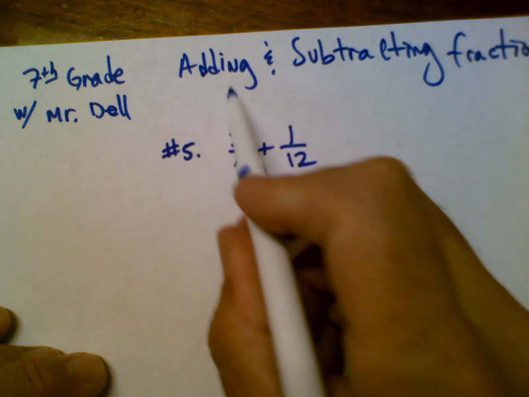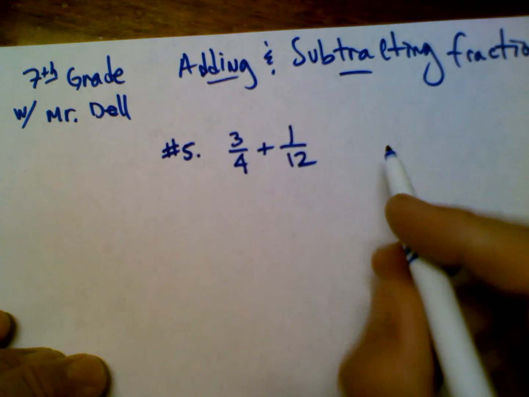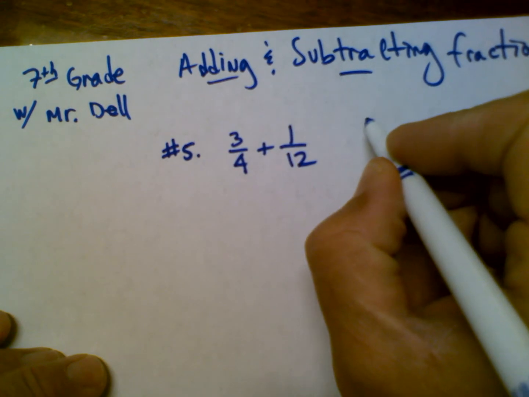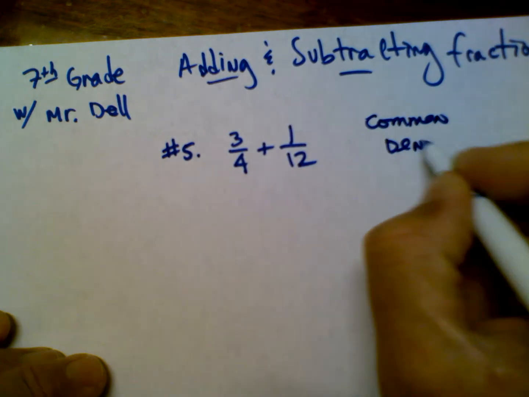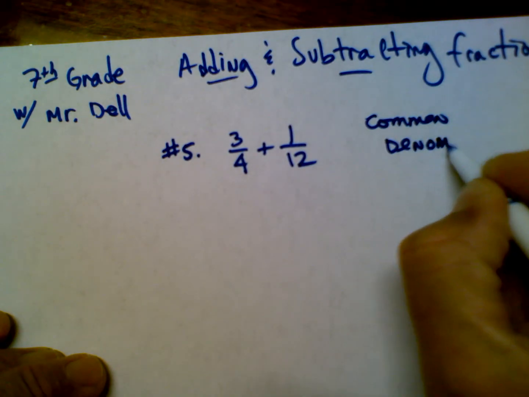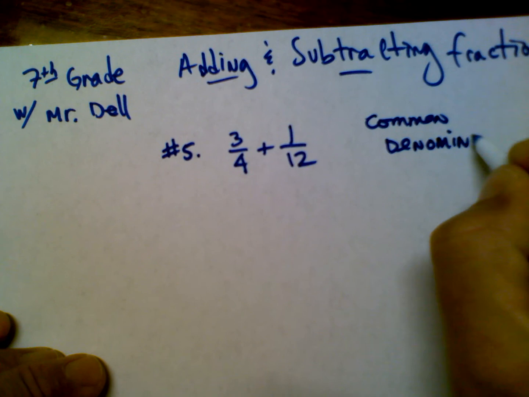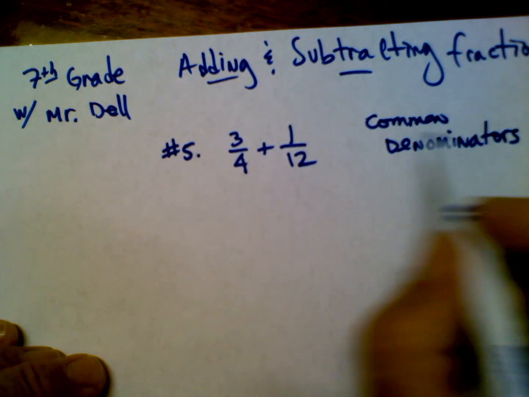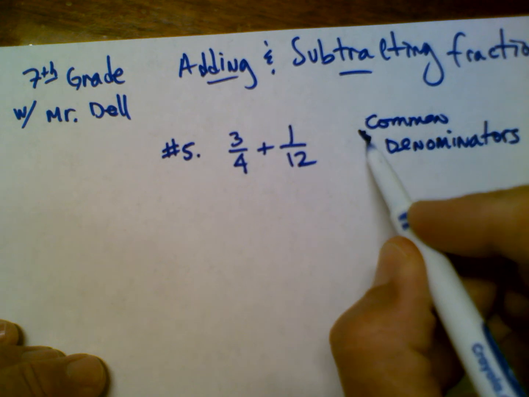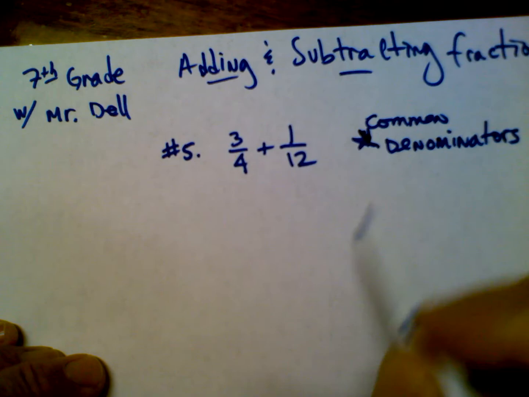The key thing with adding and subtracting fractions is the need to have a common denominator. So you cannot add and subtract fractions without a common denominator. So common denominators are the key piece for adding and subtracting fractions.